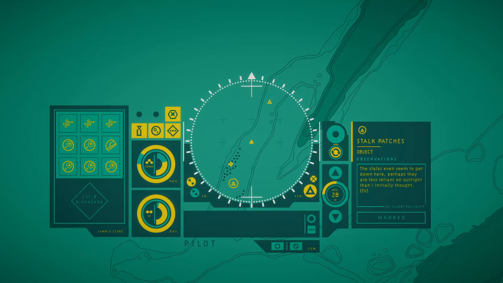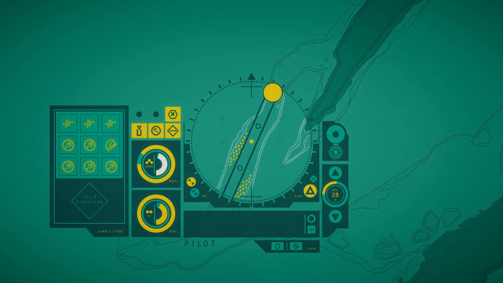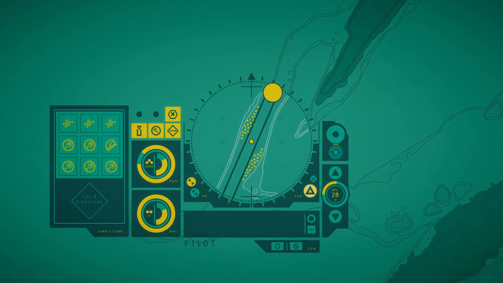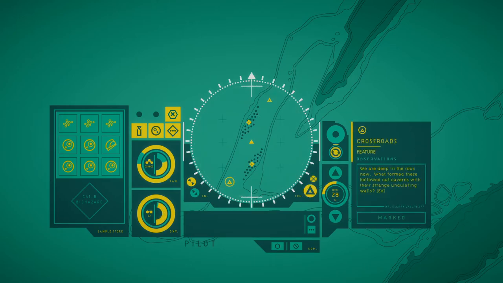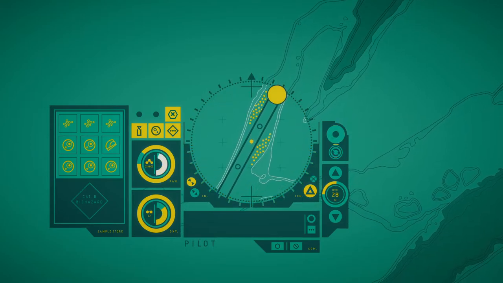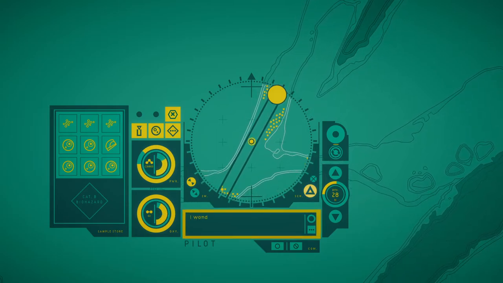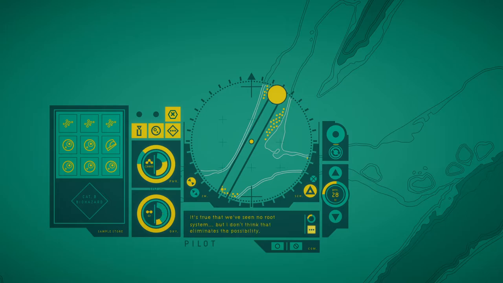The stalks even seem to grow down here, perhaps they are less reliant on sunlight than I initially thought. We are deep in the rock now. What formed these hollowed-out caverns with these strange undulating walls? I wonder how the stalks survive without sunlight. Maybe they are fed by the forest above. What do you think? I don't think so. It's true that we've seen no root system, but I don't think that eliminates the possibility.